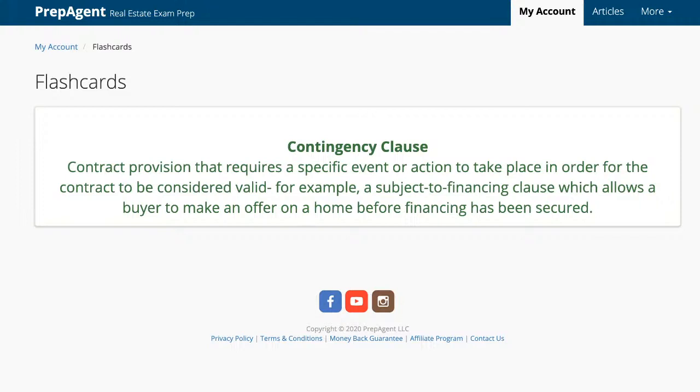Abby says, can you go over boot? Boot is part of a 1031 tax-deferred exchange. It's just the difference in the value of the properties for when you put the money from one into the other, and it's the taxable difference in a 1031 exchange.